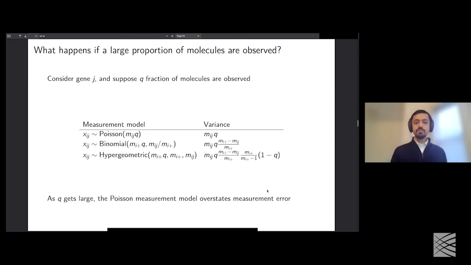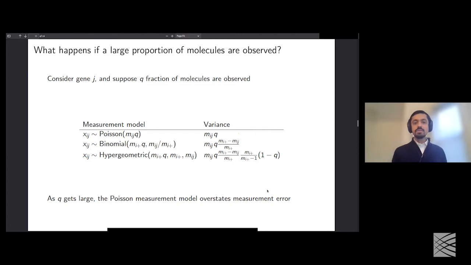To illustrate the consequences, let's think about one gene j, and suppose that we saw a Q fraction of all the molecules in a particular cell i. You can think about what kinds of measurement models we might assume about this data. We might assume the Poisson, which comes from the multinomial. We might assume a binomial distribution, which would be sampling without replacement, or a hypergeometric distribution. These are three different possibilities that all have the same mean, M_i+ multiplied by M_ij divided by M_i+, so lambda_ij multiplied by Q, but they have different variances.